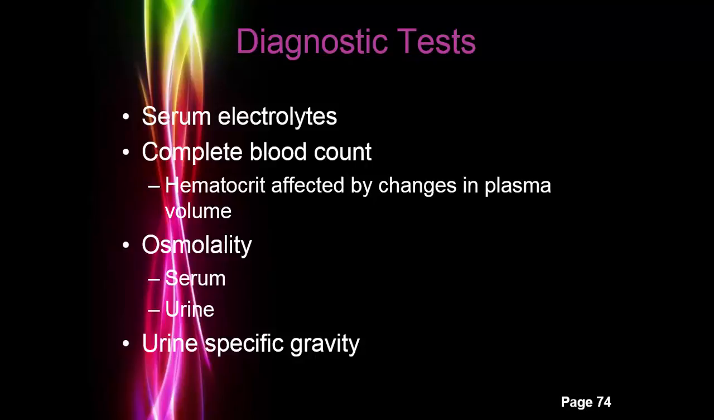Your serum osmolality measures solute concentration of the blood. It is used primarily to evaluate fluid balance. Your urine osmolality measures solute concentration of urine. Increased urine osmolality is found in fluid volume deficit. A decrease is found in fluid volume excess. Urine specific gravity is an indicator of urine concentration.